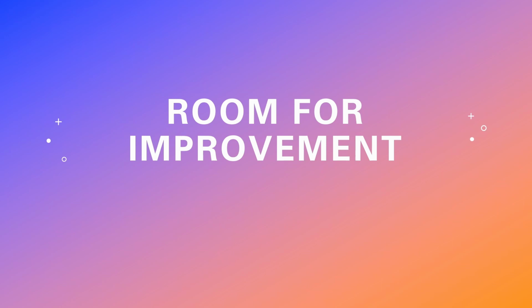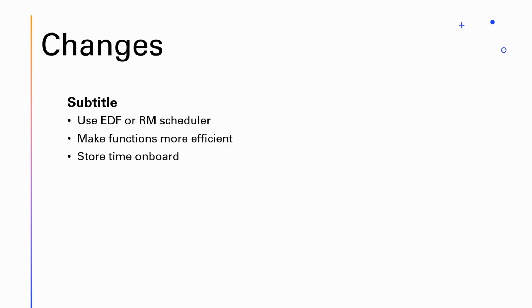All right, so that's super cool. And now I'm going to talk a little bit about some of the things I could have done along the way to make this better or run a little bit faster. So, for starters, I should have used either the EDF or the rate monotonic scheduler. Those are super complicated to implement, and I didn't think that I would need to do that. But in reality, first come, first serve just doesn't quite cut it.